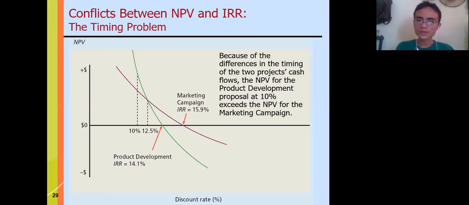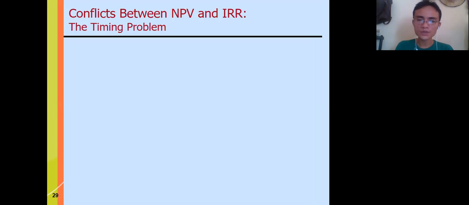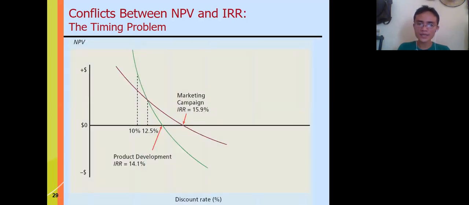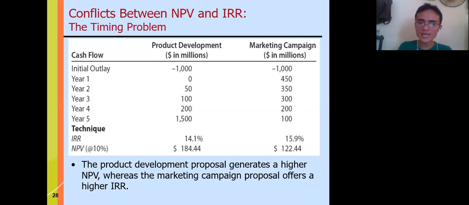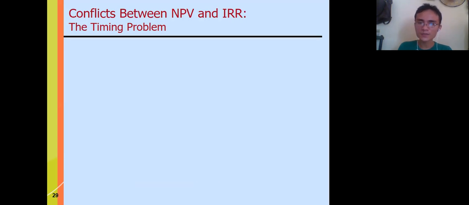And then there's a note here. Because of the differences in the timing of the two projects' cash flows, the NPV for the product development proposal at 10% exceeds the NPV for the marketing campaign. Of course, we can see that here. So that's why, if we have a limitation of capital, we will accept the product development first.